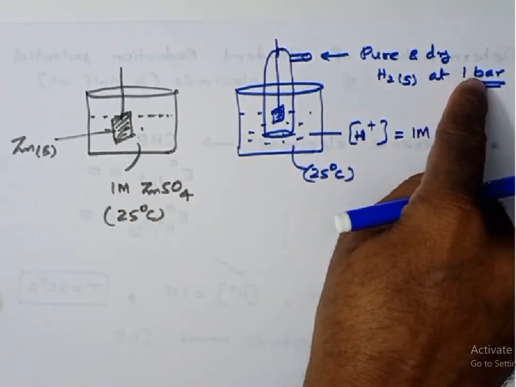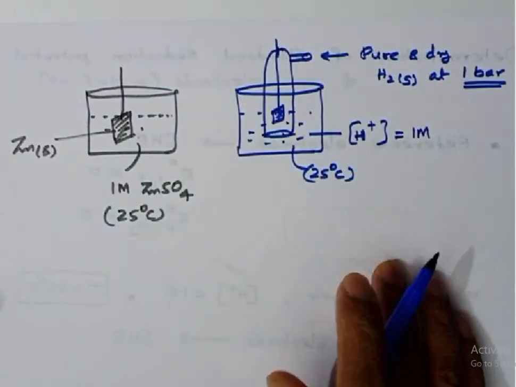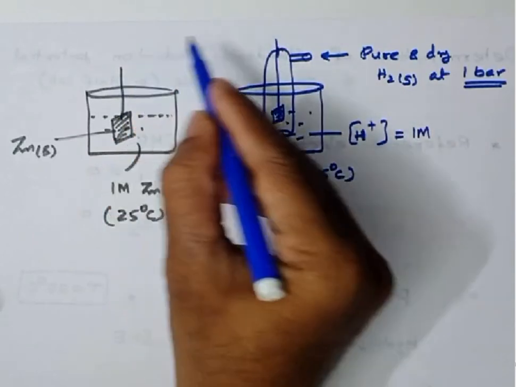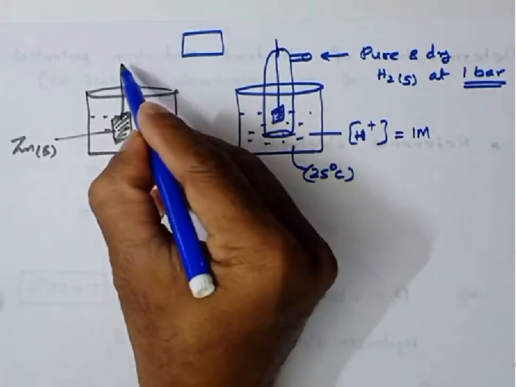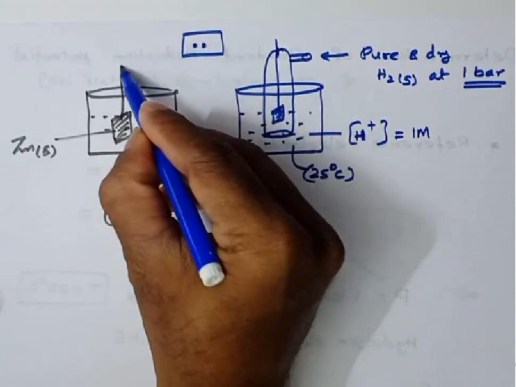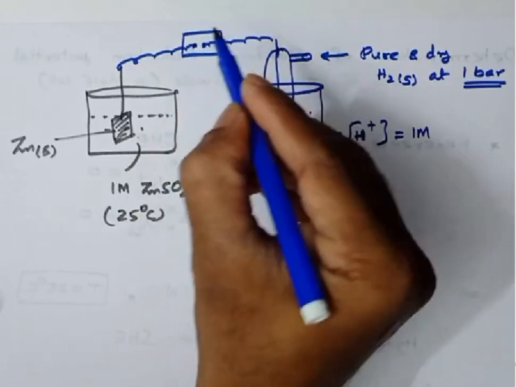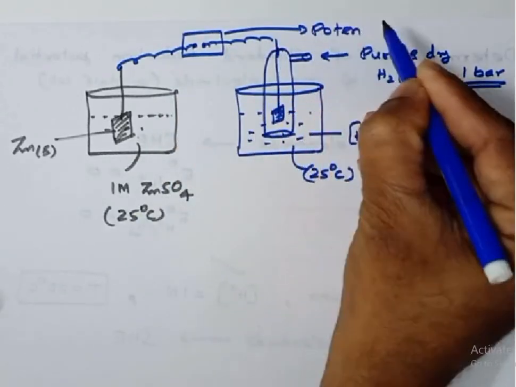Here pressure is 1 bar. So all standard conditions are maintained. Now what I'm going to do, I'm going to connect the two electrodes externally using a potentiometer. So this is a potentiometer, let us assume like that. I'll connect the wires to the potentiometer.